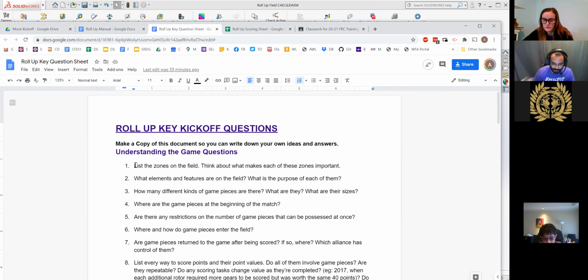So really our goal is just to have everyone get a good understanding of what the game is, and then also start talking a little bit about strategy. And then we'll have more time to talk about what the robot looks like and things, probably coming next week. We're not going to jump in and start CADing everything immediately. That's not useful.